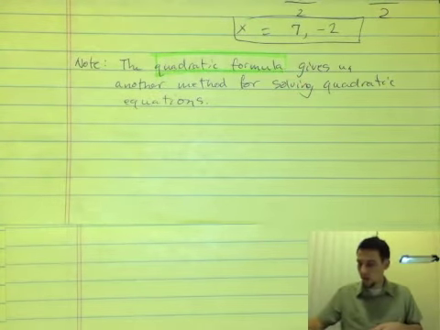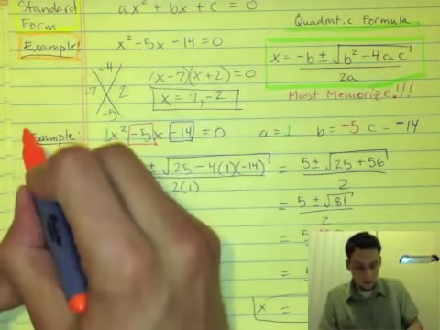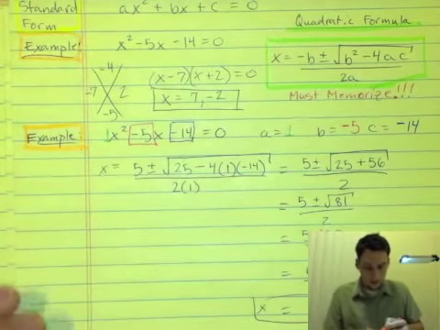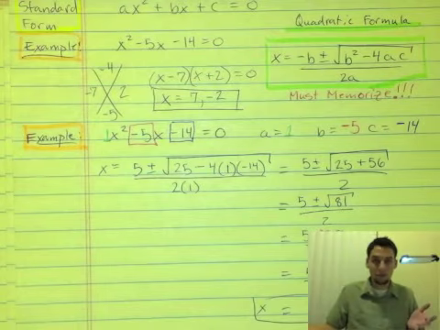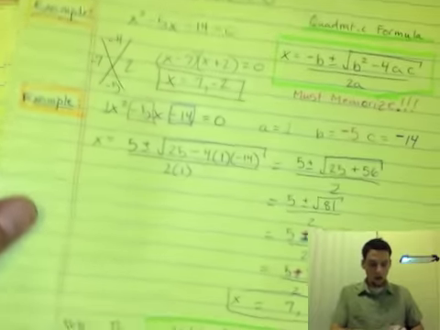It's not that difficult. All you have to do is find your a, b, and c and plug into the formula and simplify. No real trouble.